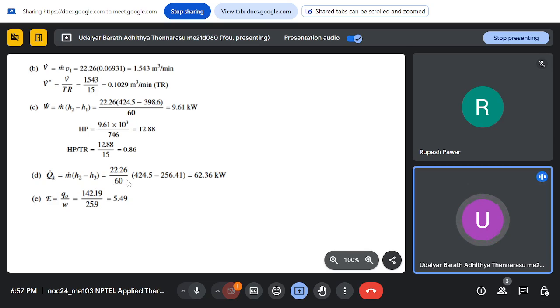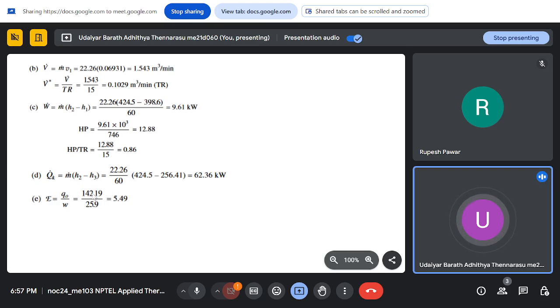And D is the heat rejected in the condenser. Heat rejected is your exit of the compressor and inlet to the valve, which is equal to the inlet to the evaporator, so H3 is equal to H4. Substituting these values here for H2, it will come out to be 62.36 kilowatt.